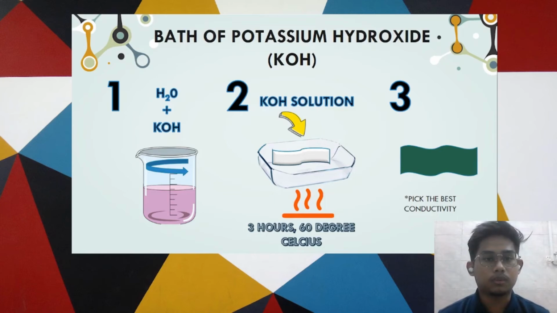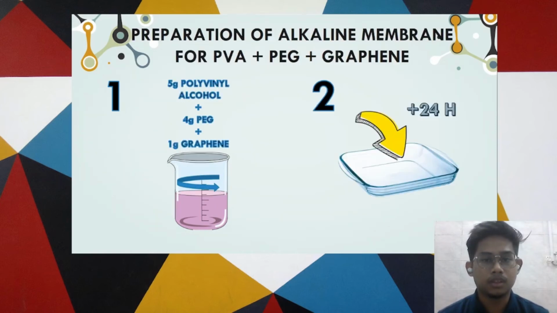And last is bath of potassium hydroxide. Same as before, we mix water and potassium hydroxide, and we transfer the solution and the membrane in the glass container, heat for 3 hours at 60 degrees Celsius. And lastly, we choose the best conductivity.